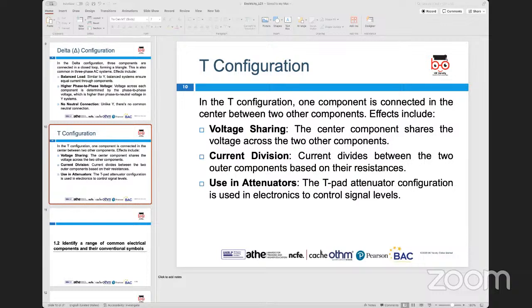So the T configuration is something which was applied to the Scott-T transformer, and this is a type of circuit which is used to produce, as I mentioned, two-phase electric power. In some cases, this allows the even distribution of balance or load between phases, which are different phases or sources of electricity.